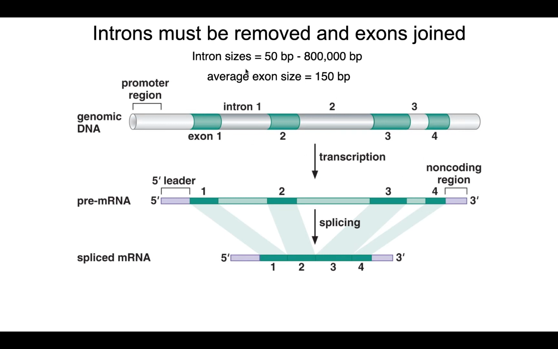The interesting thing is that intron sizes can range from 50 base pairs to 800,000 base pairs. The average exon size is only about 150 base pairs. So these introns are way, way bigger than the exons. Now, why has evolution retained introns? We'll get into that a little bit later.